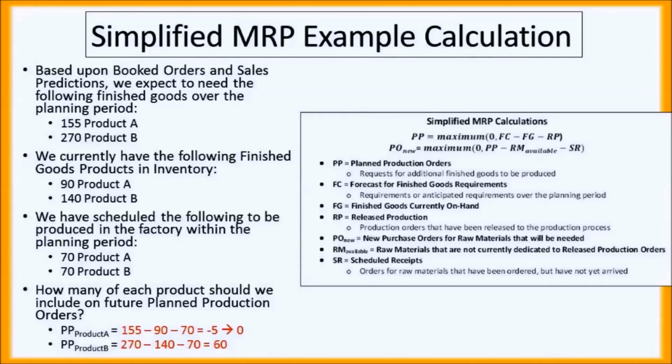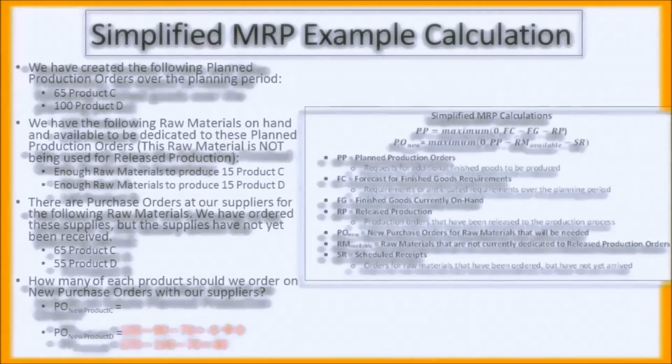For product B, it's going to be 270 products that we have forecasted, minus 140 that we have in finished goods, minus 70 that we have scheduled to be produced, which gives us a remaining 60. So we need another 60 to be produced. We need to create planned production orders for an additional 60.